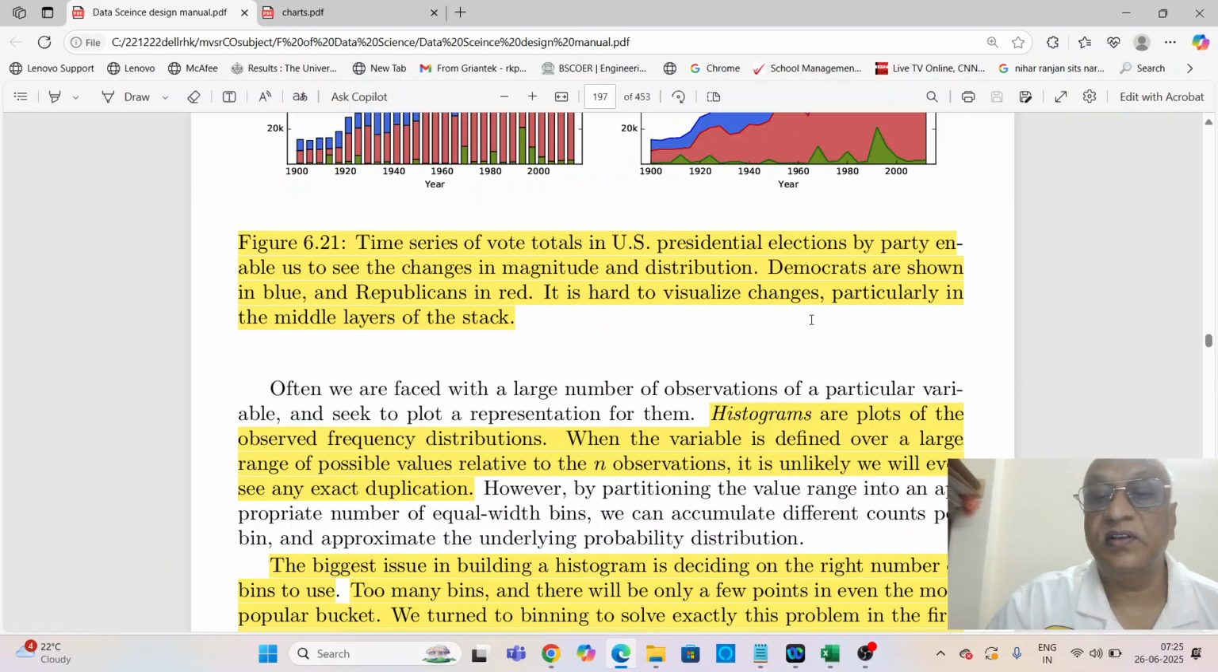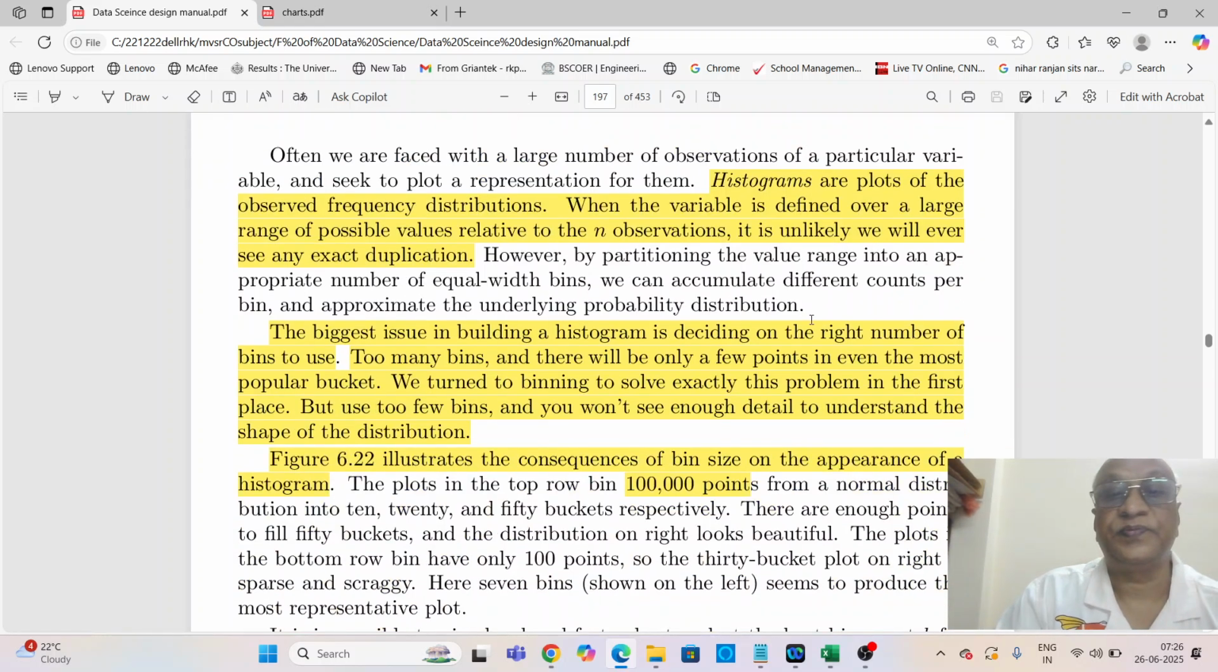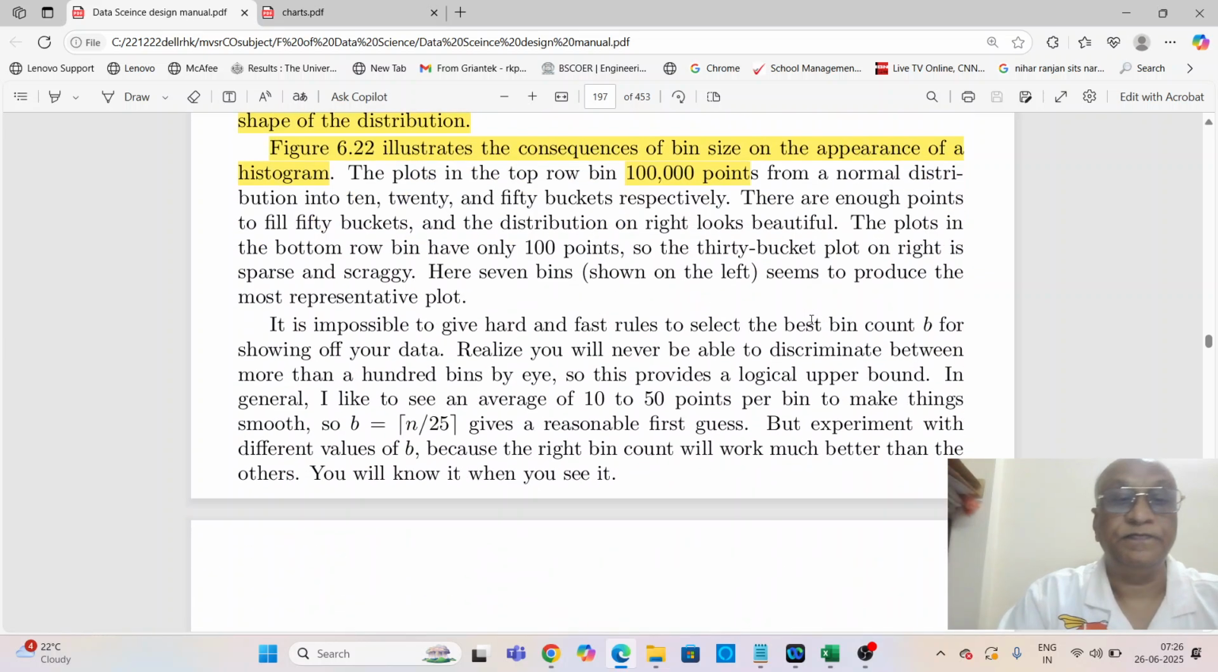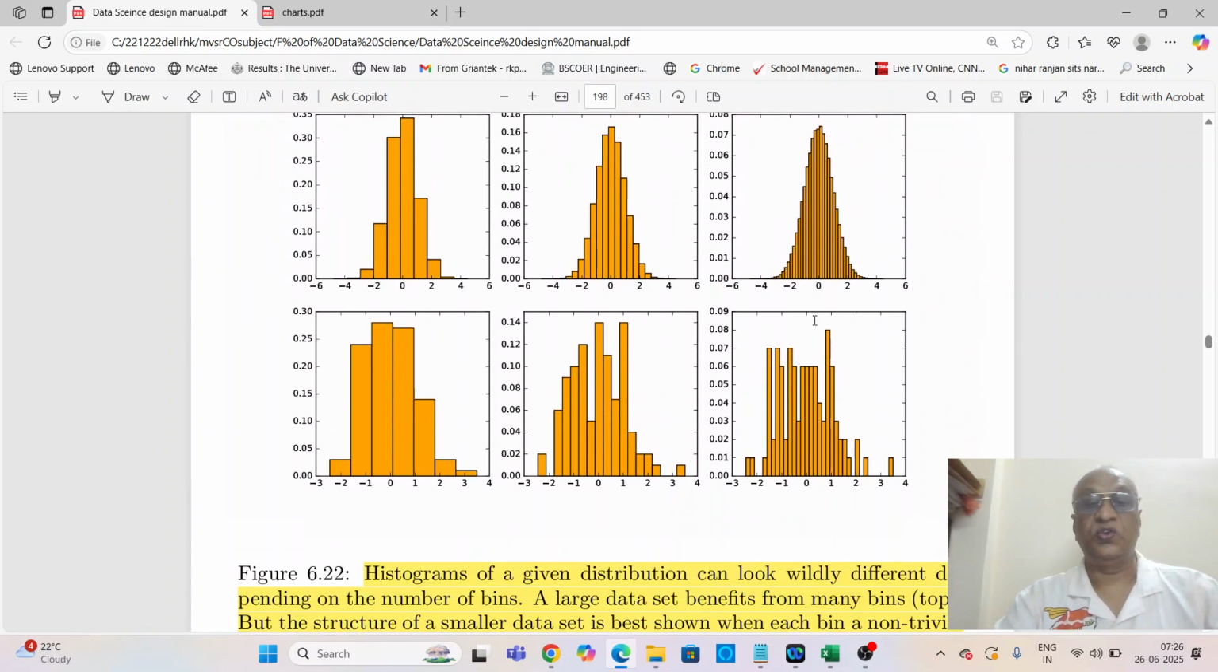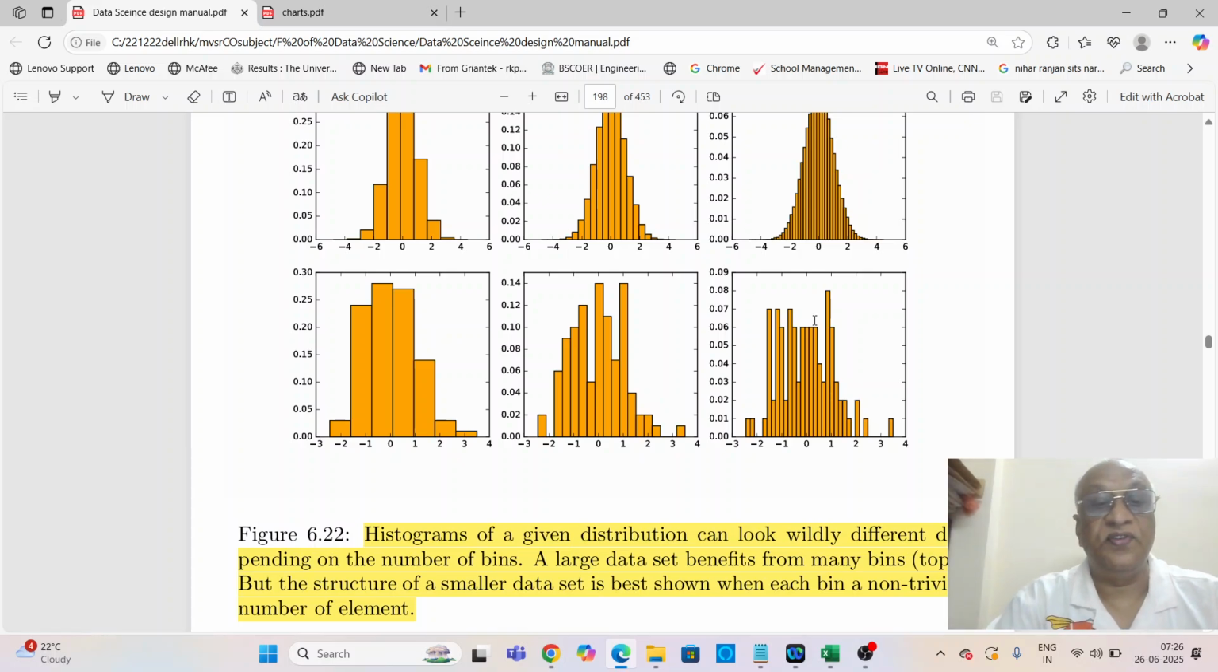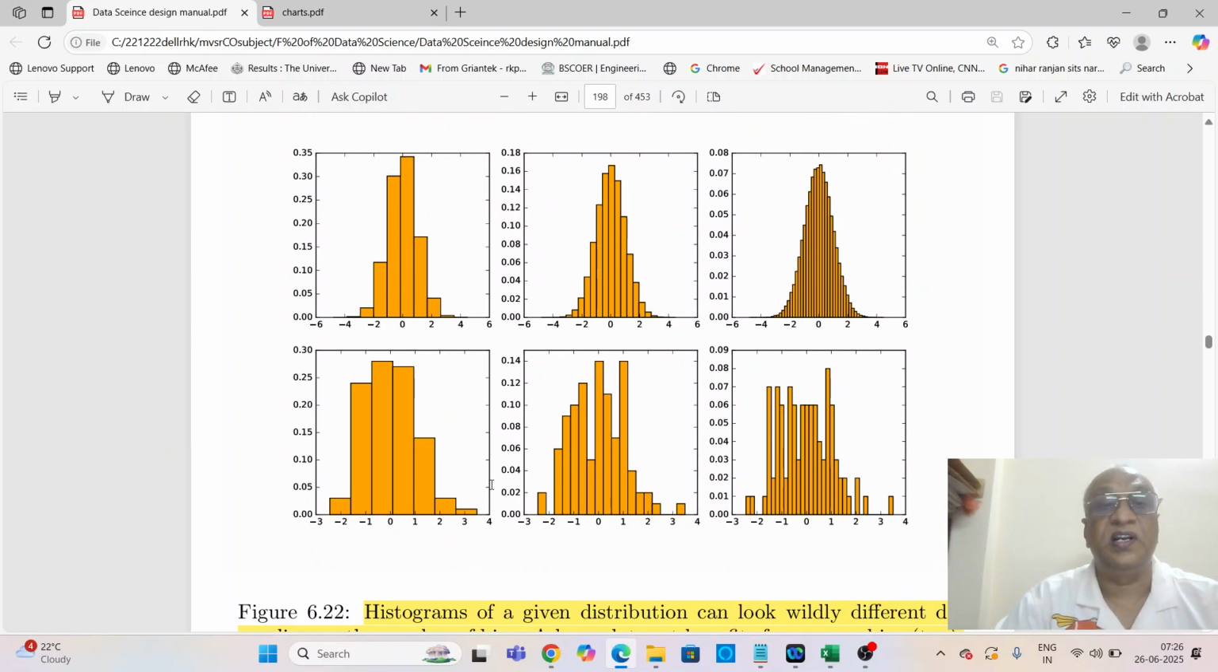What are histograms used for? They are used to plot observed frequency distributions when the variable is defined over a large range of possible values relative to the n observations. The challenge in building histograms is the choice of the number of bins. Too many bins, you get a few points in each. Too few bins, you will not see the details. So these are histograms of a given data set. They look quite different depending on the number of bins you select, right?